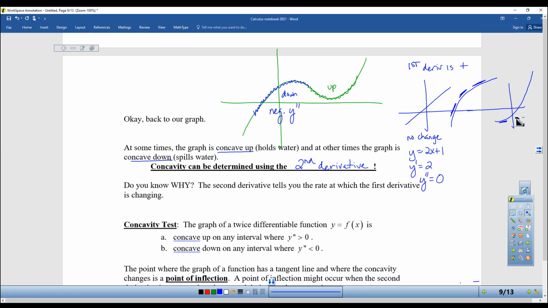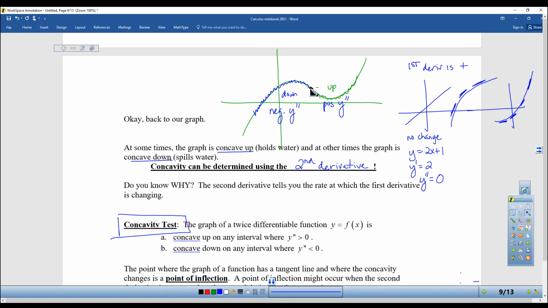This one is a little positive, more positive, more positive. It's getting really steep. What is its change? Its change is positive. It's becoming more and more steep. So when you have a positive second derivative, that means it's going up. That's the theory behind it, but honestly, you can just memorize this. This is all you need to know. It's concave up where the second derivative is greater than 0. It's concave down where the second derivative is less than 0.